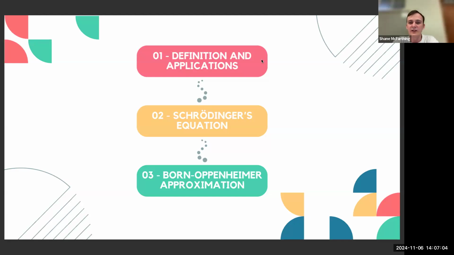And then in the second section, we go into a more mathematically formal definition of this problem and what it really means to solve it and what we try to do. And in the last section, we take a look at something called the Born-Oppenheimer approximation, which is a commonly used way to try to reduce the computational complexity of the electronic structure problem.